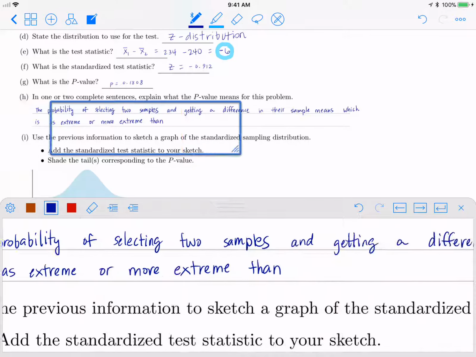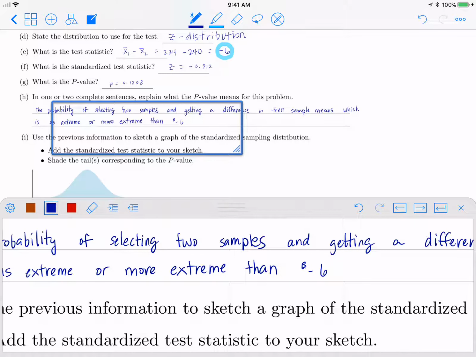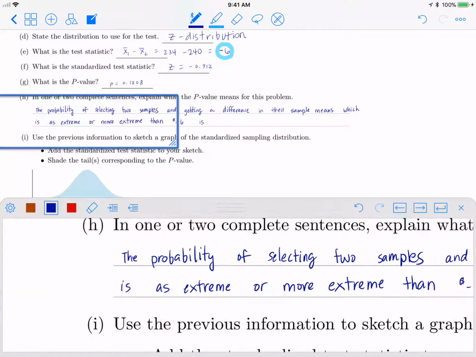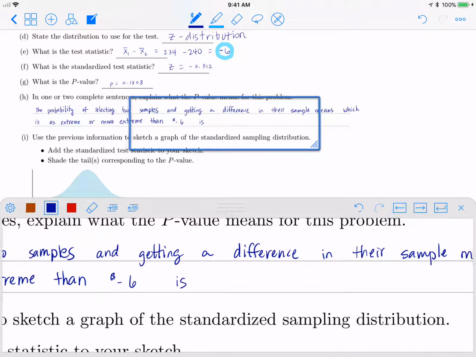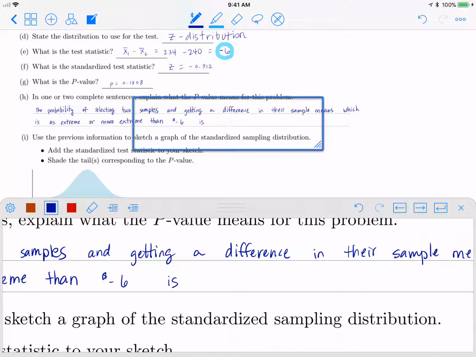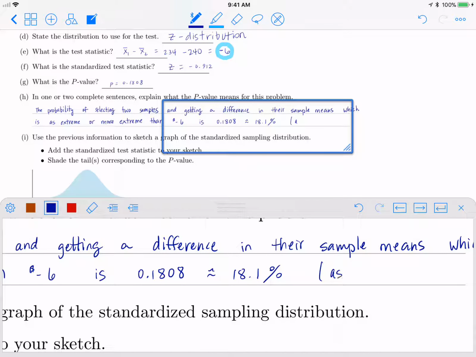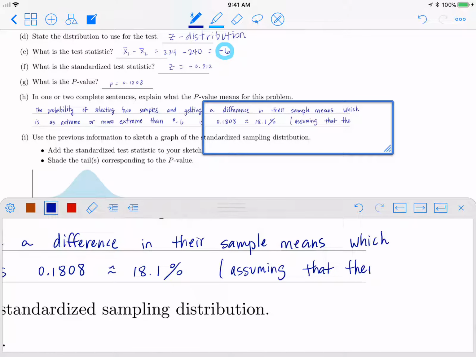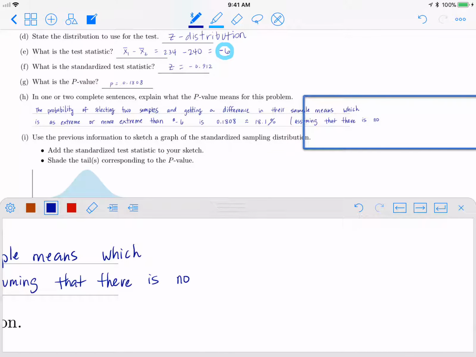than -$6. That probability is about 0.1808, which is roughly 18.1%. And this is, of course, assuming that there is no difference in the costs in Texas versus Virginia, right?